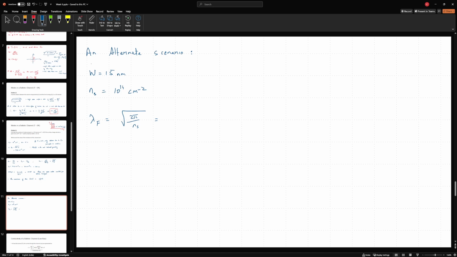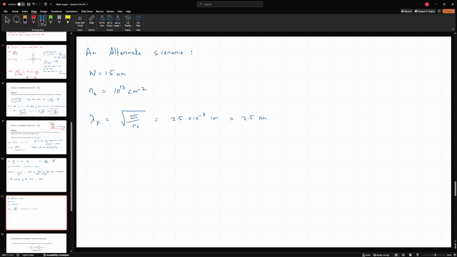So 10 to the power 14 electrons per centimeter square, or I think I can reduce it further. Let us say I just have 1,000 times what was present, 10 to the power 13 electrons. I think that ought to give me a more physically relevant value. So now this will give me lambda s, which is lambda f, to be approximately 2.5 into 10 to the power minus 7 centimeters, which is equal to 2.5 nanometers.